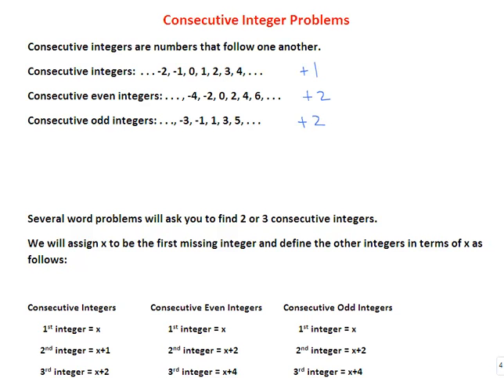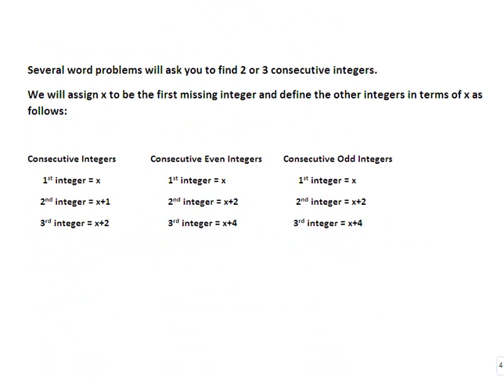So in word problems regarding consecutive integers, you are typically being asked to find 2 or 3 consecutive integers. So we're going to set up our problem based on how many numbers we're looking for and based on whether they're consecutive integers, consecutive even integers, or consecutive odd integers. So this is how you're going to set them up every single time.